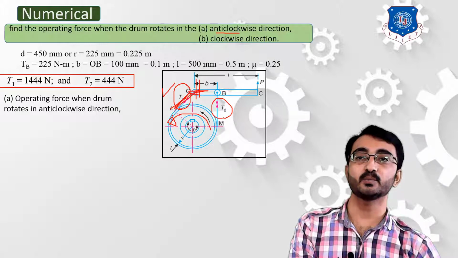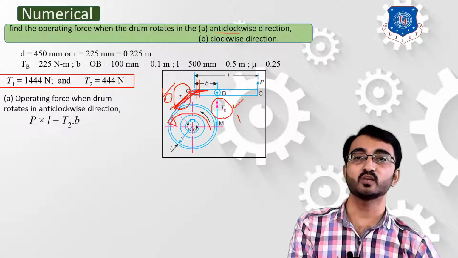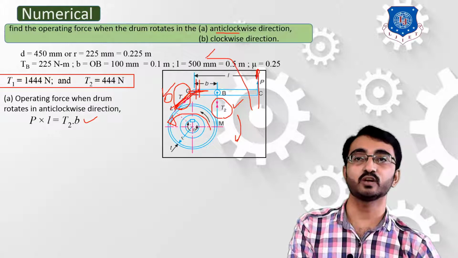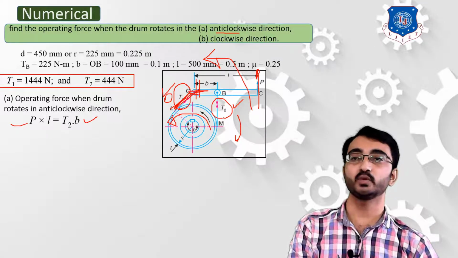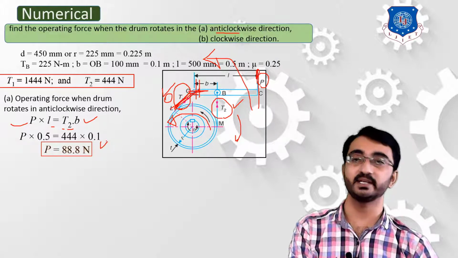Here the component of T1 will be 0 and the component of T2 will produce the moment in a clockwise direction. So your equation will become T2 into B, which is equal to the effect of this P force in an anti-clockwise direction. So you will get the relation P into L is equal to T2 into B. Now putting the values of L, T2 and B, we can identify the value of this external force P, so that this operating force P will be equal to 88.8 Newton.